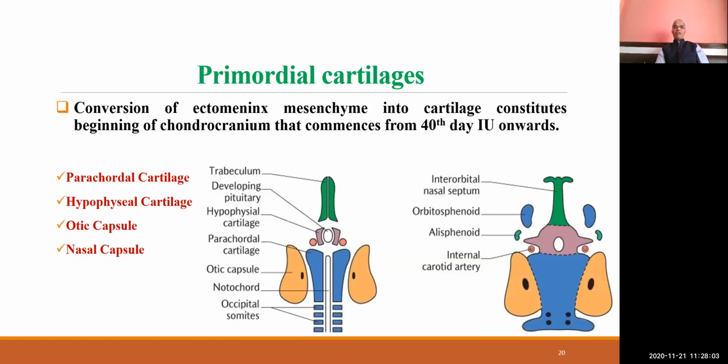So these are the primordial cartilages of the cranial base. The conversion of ectomeninx into cartilage constitutes the beginning of the chondrocranium that commences from the 40th day of intrauterine life. There are 4 primordial cartilages for the development of the cranial base. This is the parachordal cartilage, hypophyseal cartilage, and otic cartilage, and here the nasal capsule.